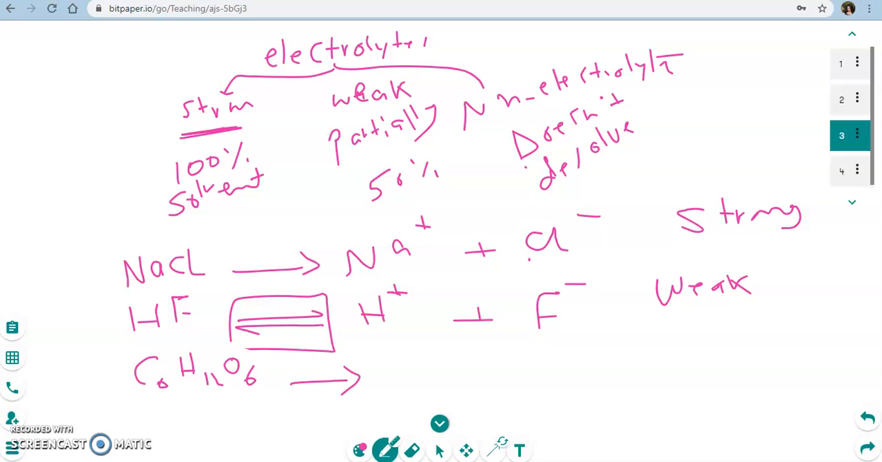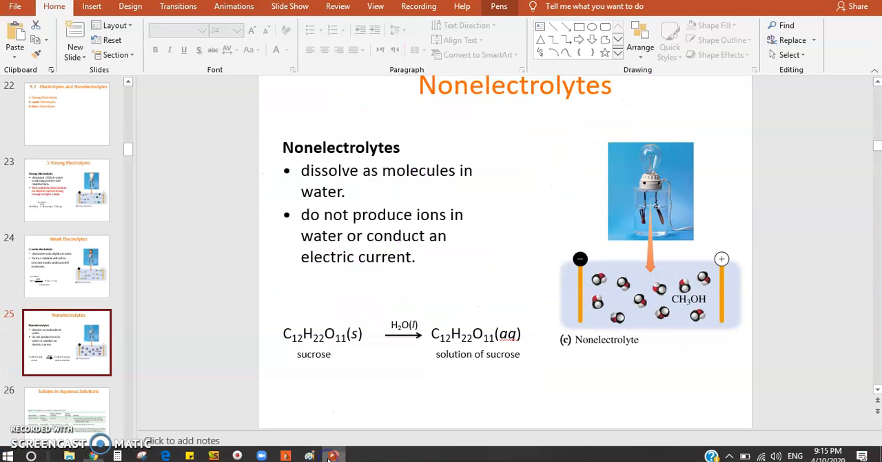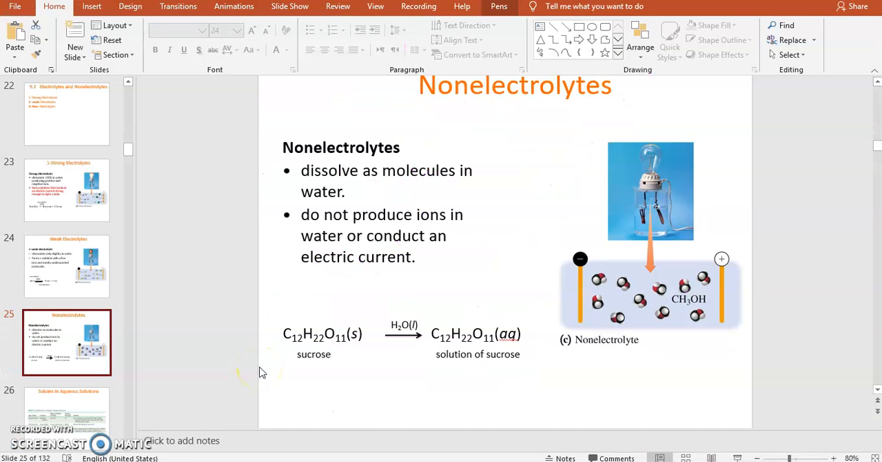and then one arrow, but you see the same molecule again without any change. It means it didn't dissolve in water, and it means it's not conducting electricity, or non-electrolyte. Okay, so those are your three main observations that you need to find out.